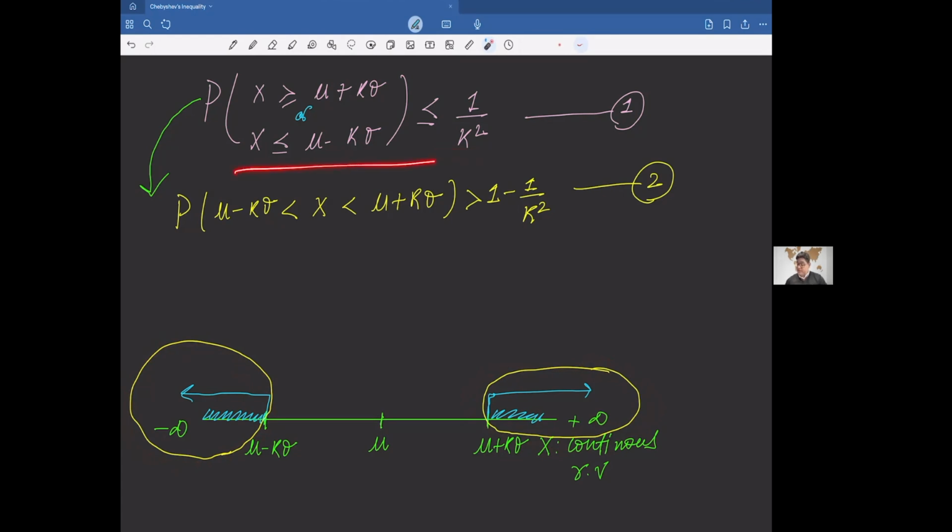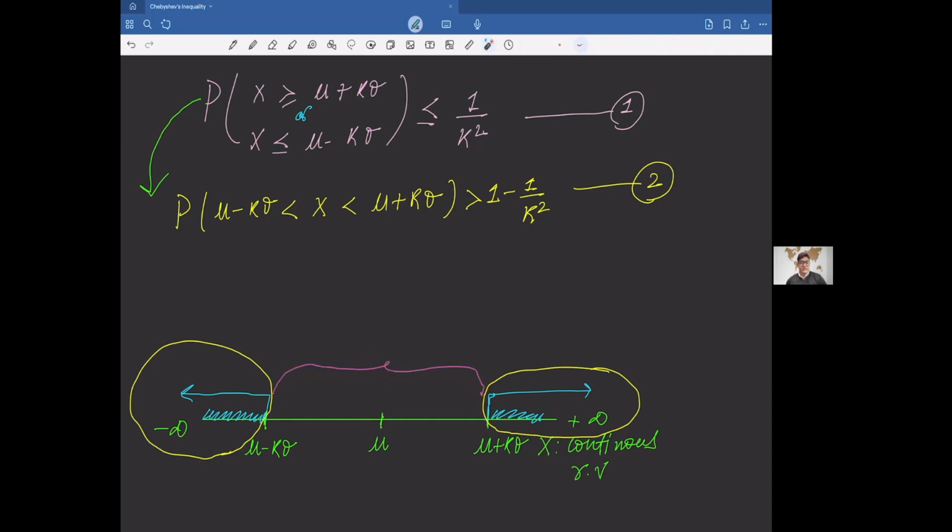This is my first equation. Now, what happens to the probability of x lying in this middle region, in between mu minus k sigma and mu plus k sigma? What I mean to say, this region, this region.